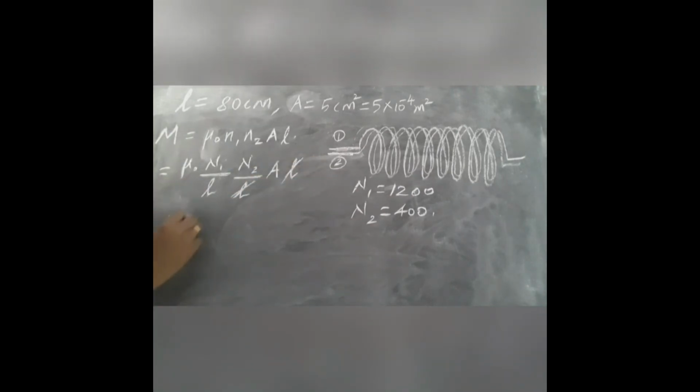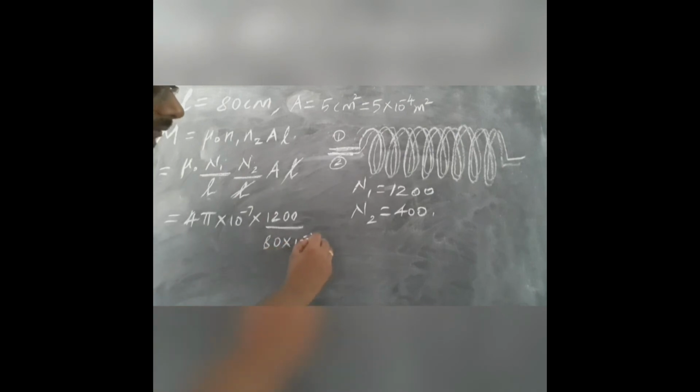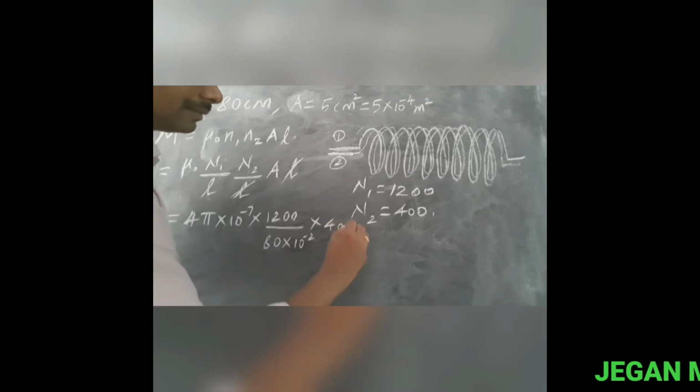What is the mu naught value? 4 pi into 10 to the power of minus 7. What is N1? Number of turns, total number of turns, 1200, divided by length of the coil, 80 centimeter. Both have the same length. Into N2, that is 400.